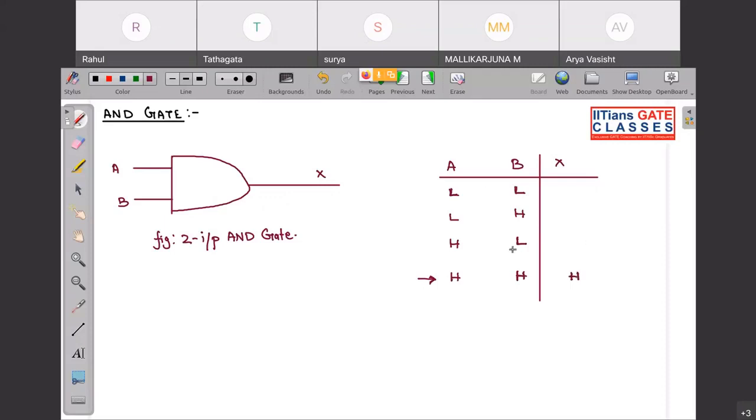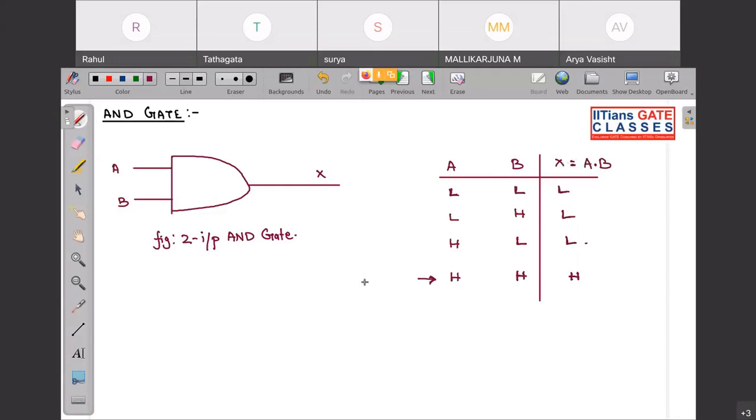In the rest of the places you can see at least one of the inputs is low. Here you can see both the inputs are low, so this will be low. Here A is low, so output will be low. Here B is low, so output will be low. So this is your universal truth table of your AND gate. This is basically A into B or A dot B.